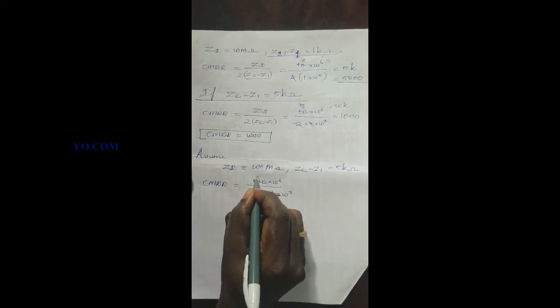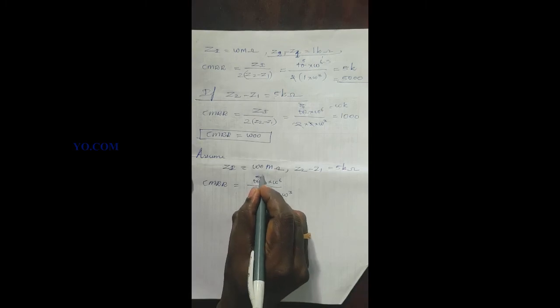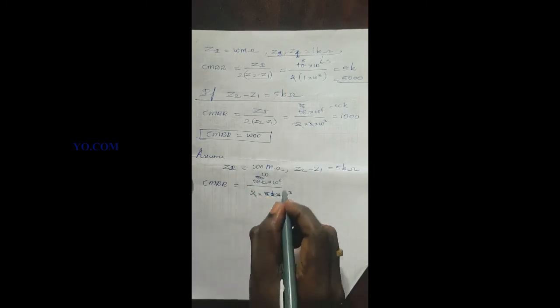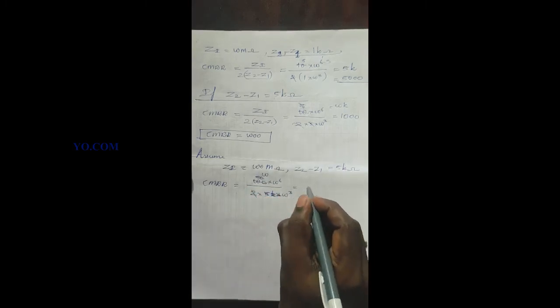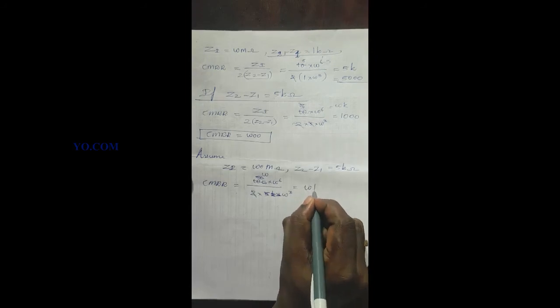so here you can see 2 into 50, then 5 plus 10, then that is equal to 10k, that is equal to 10,000. Okay, right, so here the CMRR value is 10,000.